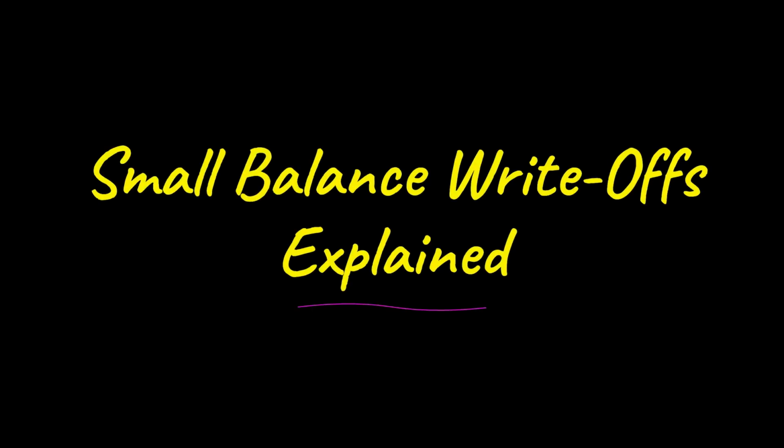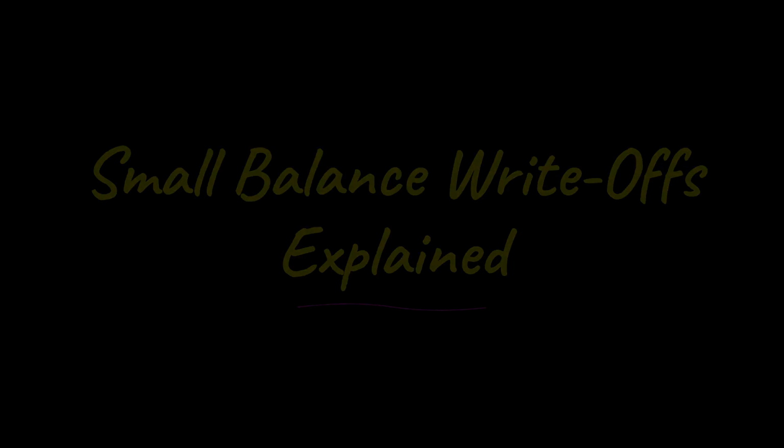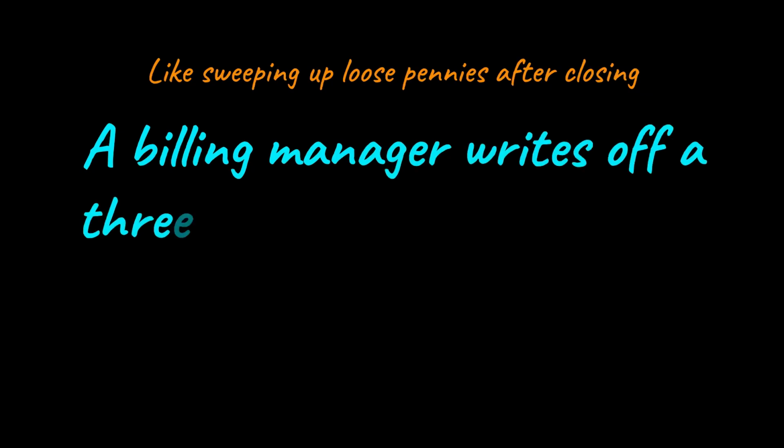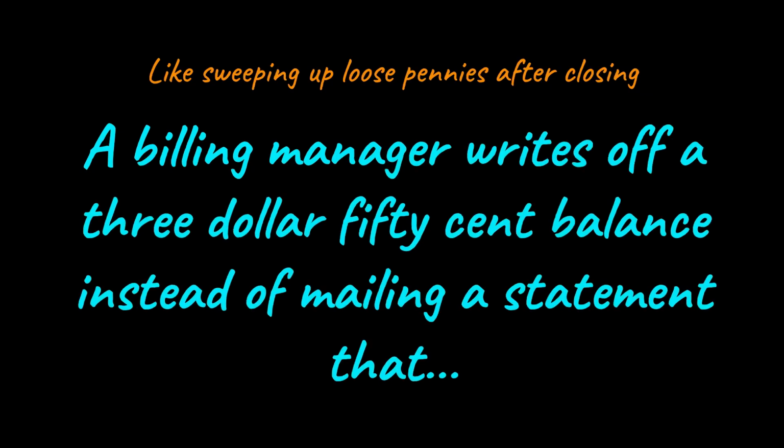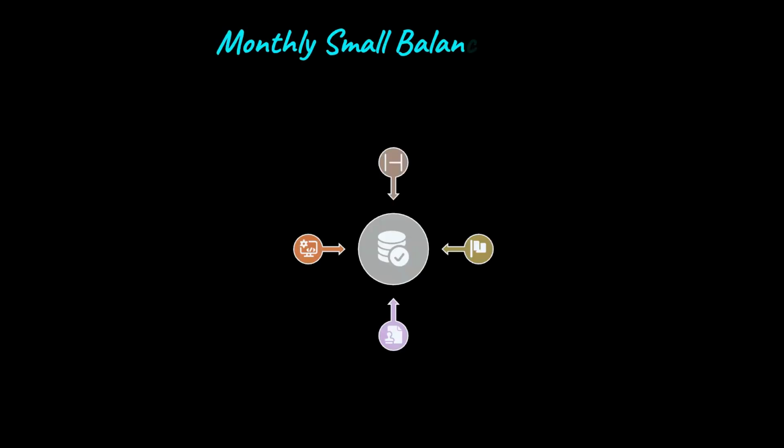Small balance write-offs clear patient balances that fall below a set dollar threshold, often around $10, because chasing them costs more than they're worth. Billing cycles naturally leave small residual balances from rounding, copay adjustments, and secondary insurance changes. A balance of $3.50 is real, but sending a statement or making a follow-up call costs more than the balance itself. So the practice simply zeroes it out.